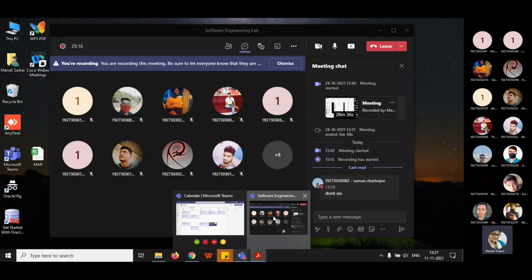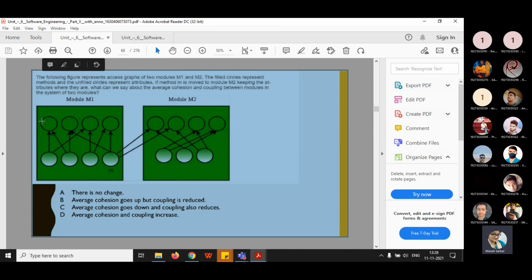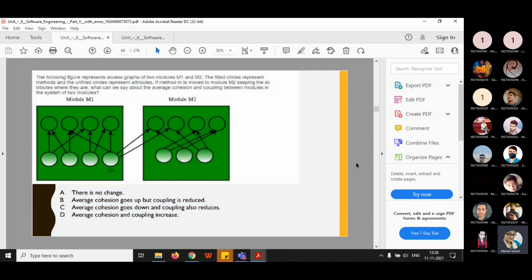Is it clear, students? Is it clear? Any doubt? Because this kind of question may come in your MCQ test. That's why this is a very important question. Clear, students? Any doubt?